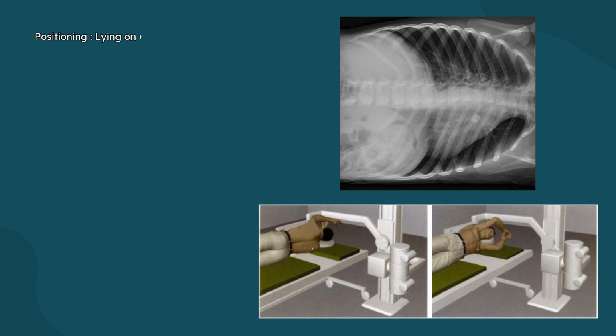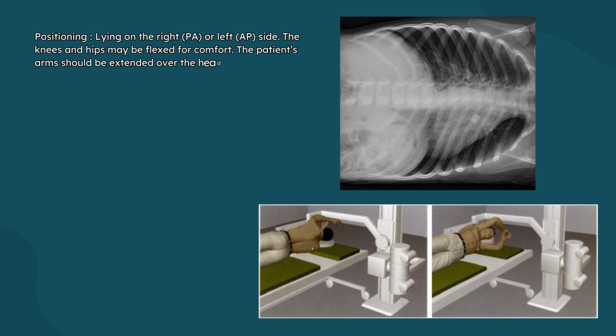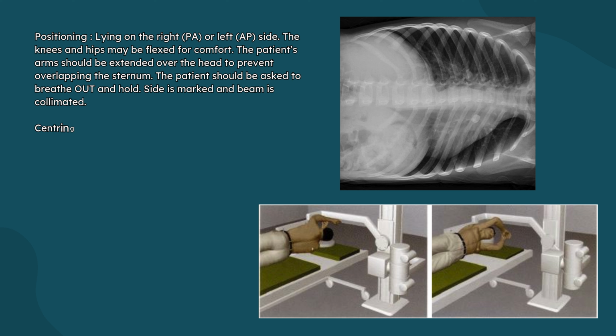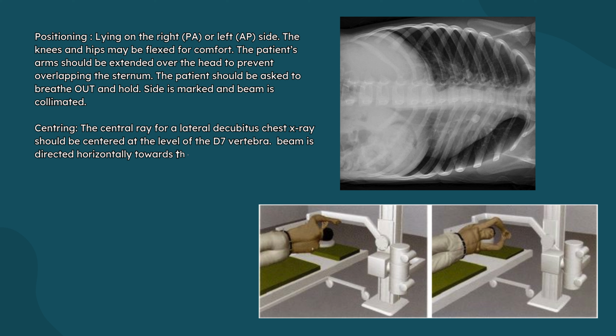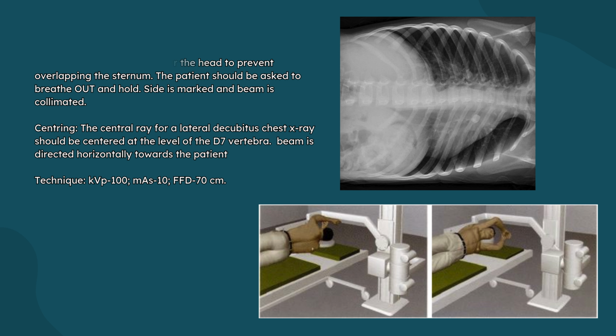Decubitus view. Positioning, lying on the right, PA, or left, AP, side. The knees and hips may be flexed for comfort. The patient's arms should be extended over the head to prevent overlapping the sternum. The patient should be asked to breathe out and hold. Side is marked and beam is collimated. Centering, the central ray for a lateral decubitus chest X-ray should be centered at the level of the D7 vertebra. Beam is directed horizontally towards the patient. Technique, KVP 100, MOS 10, FFD 70 cm.